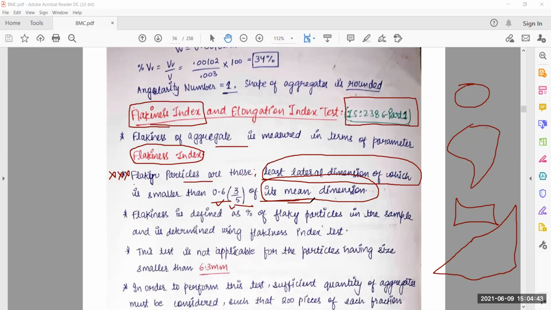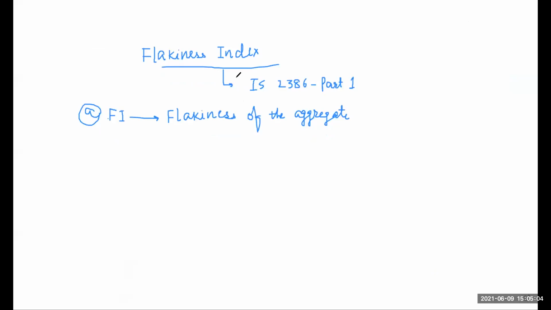Here we focus on two terms: one is mean dimension and another is least lateral dimension. So flaky particles are those particles whose least lateral dimension is smaller than 3 by 5th of its mean dimension. What does it mean? Suppose we have a particle. Everyone focus here, because I am discussing conceptual parts of your flakiness index test.